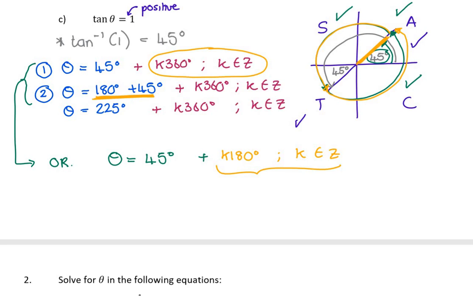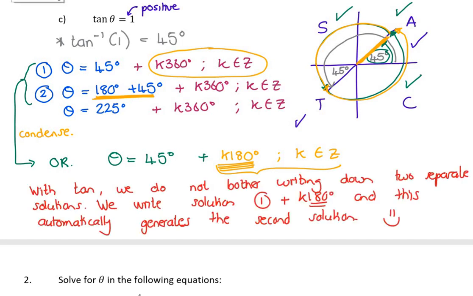So basically these two solutions can condense down to one statement, except it's different to sine and cos because it's plus k180. So in future, we don't bother writing down two separate solutions for tan. We put down the first solution, but instead of writing k360, we add k180, because that will automatically generate that second solution. Okay, so I've just written myself a note there that says exactly that.